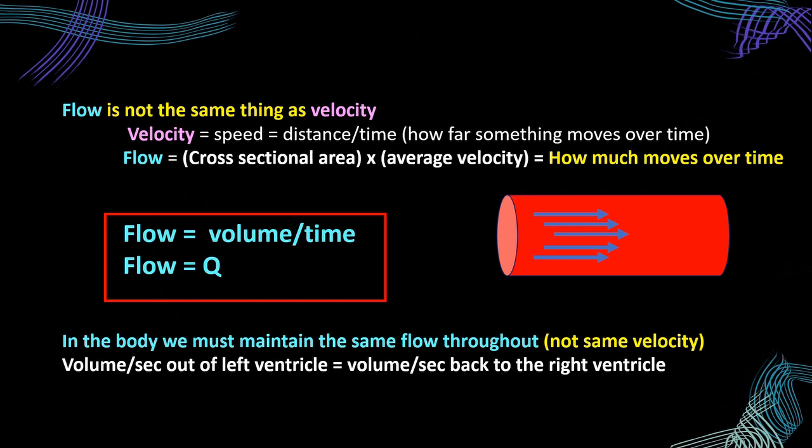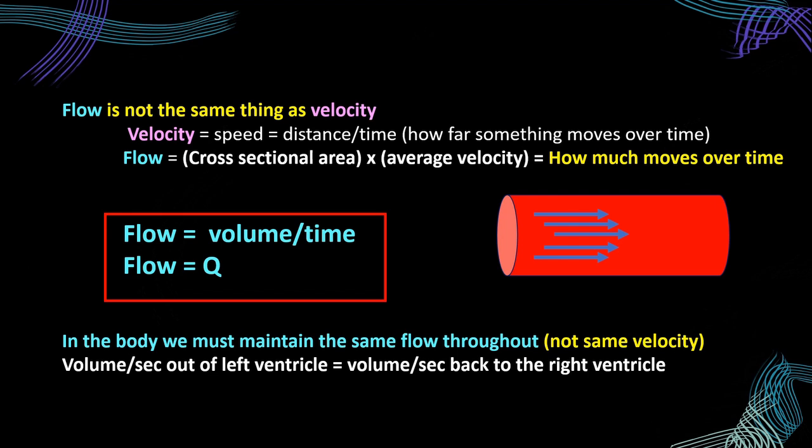It's important to understand that flow is not the same thing as velocity. Velocity is speed. It's how far something travels per unit time. Whereas flow involves volume. It's an amount of volume and how fast that volume moves. So flow equals volume over time, which is depicted here in this picture, where I have an amount of area that is moving over time. Flow is designated by the letter Q.